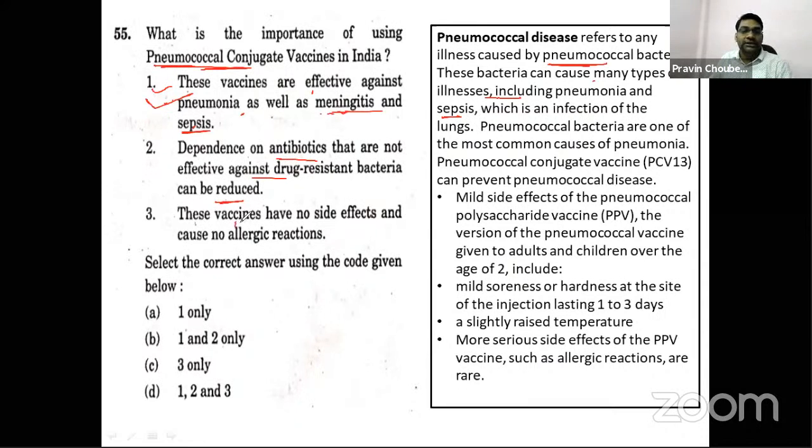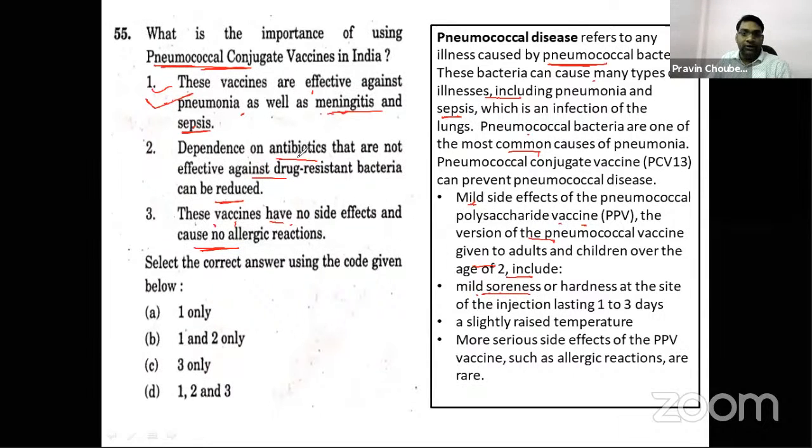And the third statement is that this vaccine has no side effect and causes no allergic reaction. Many research studies show that this type of vaccine has some side effects. Pneumococcal bacteria are one of the most common causes of pneumonia. And there are some mild side effects. The pneumococcal polysaccharide vaccine, the version of the pneumococcal vaccine given to adults and children over the age of 2, includes mild soreness or hardness. There are some side effects.